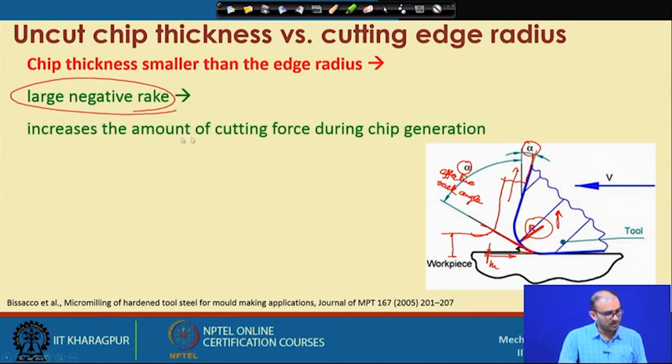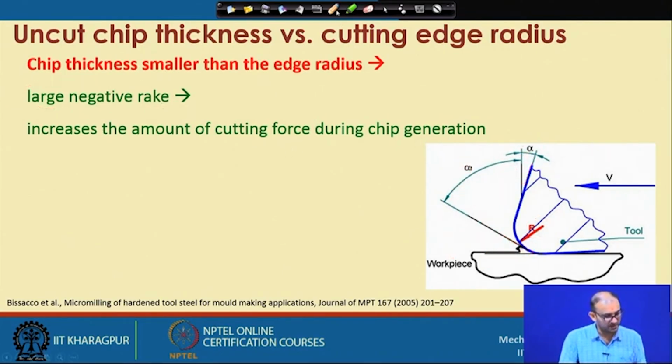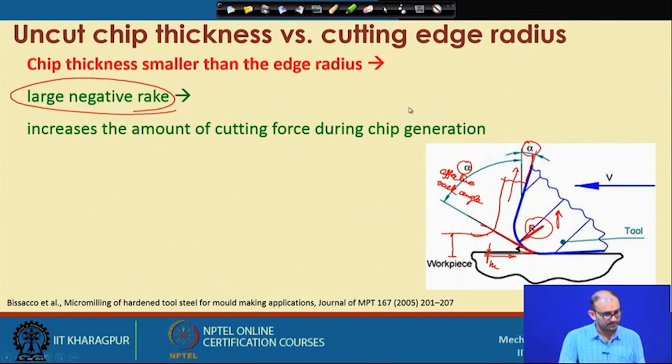That increases the amount of cutting forces during the chip generation, because now your blunt tool is coming into action. Your cutting forces will be very large in this particular case, that we have seen also. It exaggerates the need for a smaller chip.